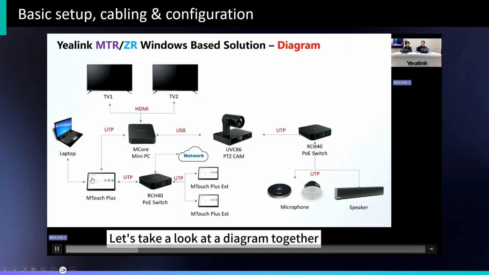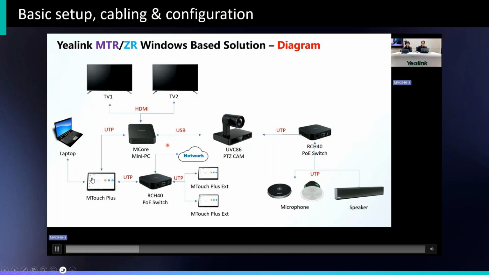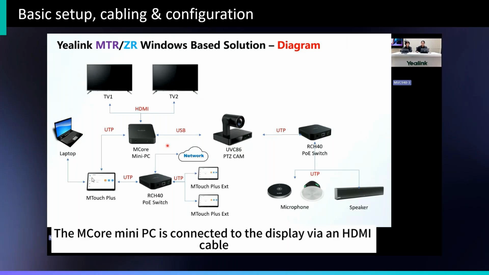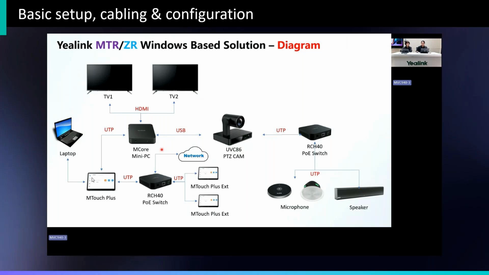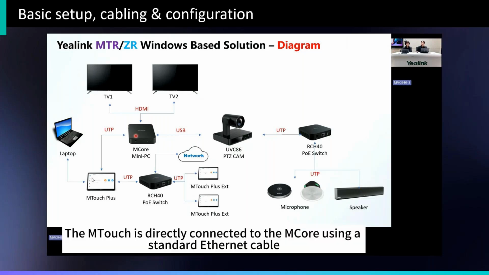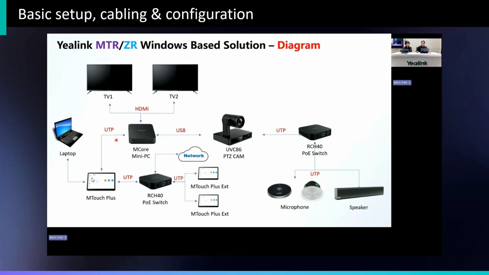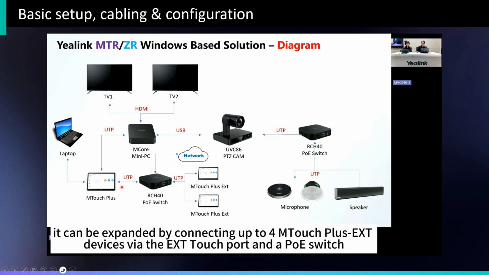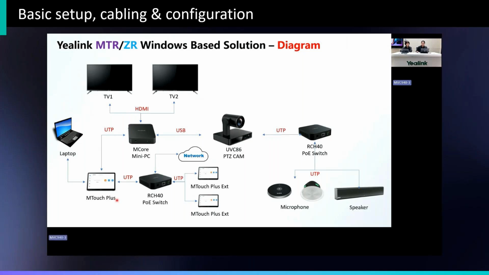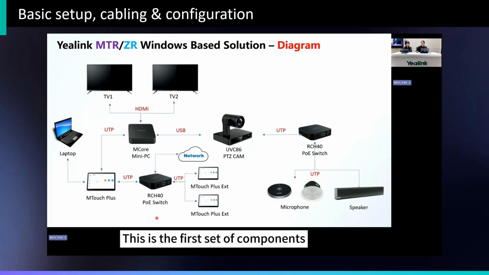Sorry. So in the first component, the M-Core is connected to the display via HDMI cable, and the M-Touch is directly connected to M-Core using a standard Ethernet cable. If you have M-Touch Plus, it can be expanded by connecting up to 4 M-Touch Plus Extend devices through the Extend Touch port and a PoE switch. This is the first set of components.